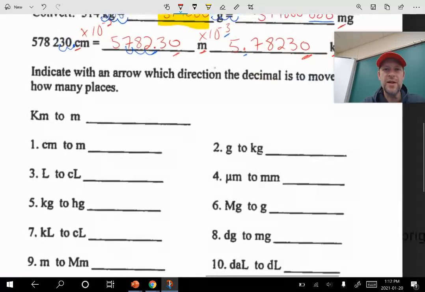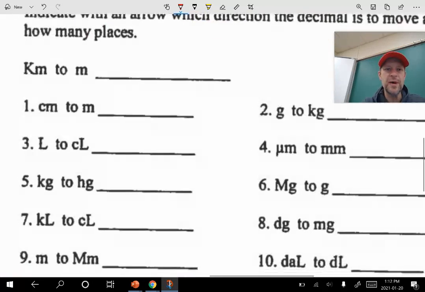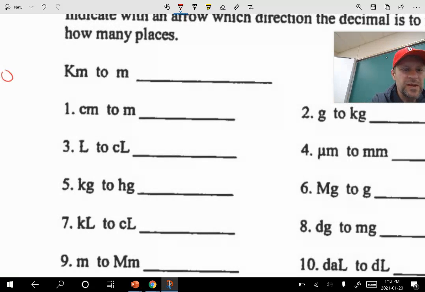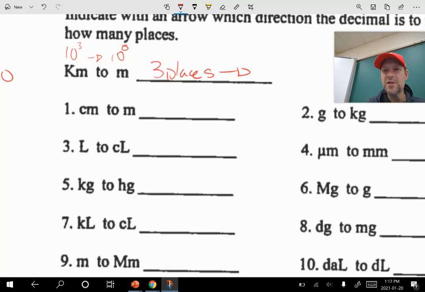It says indicate with an arrow which direction the decimal moves and by how many places. All right, so kilometers to meters. Kilometers, I'm not even going to go back to the list now. It's 10 to the power of 3 to 10 to the power of 0, because there's no prefix, 10 to the power of 0. What's the difference? It's 3. So I'm going to say moves 3 places. And which way does it move? It moves this way. Makes the number bigger.